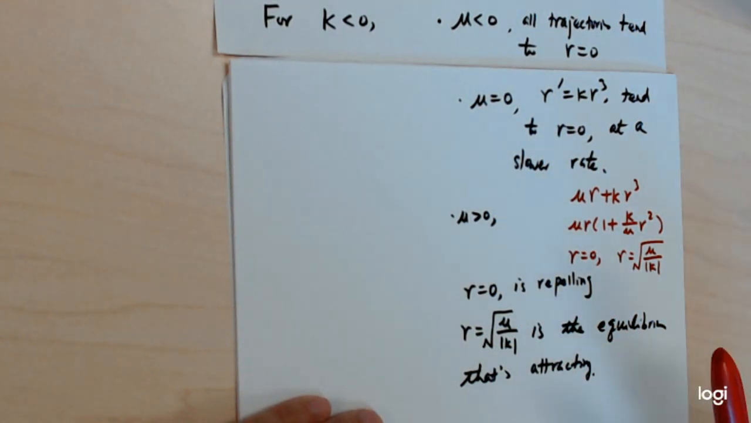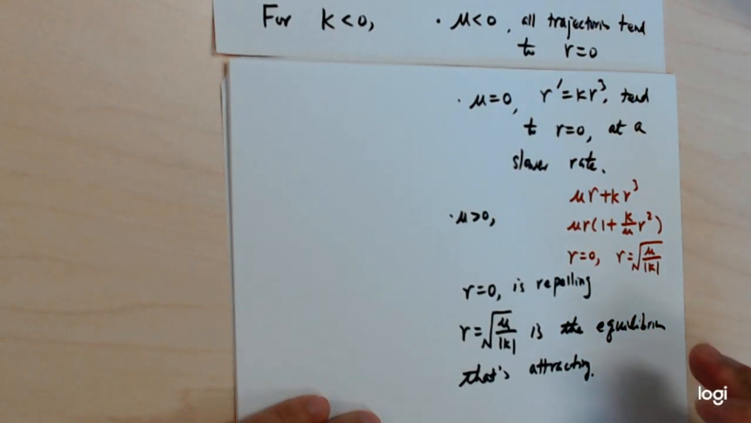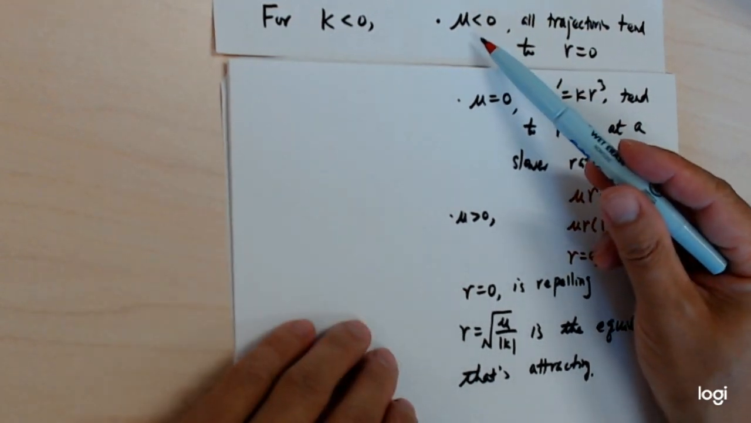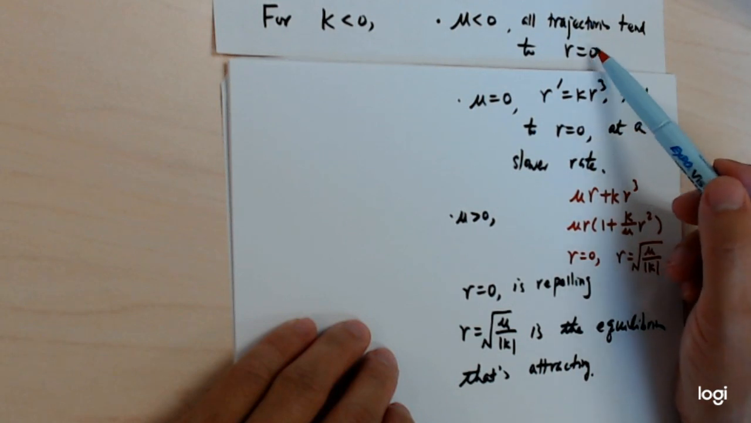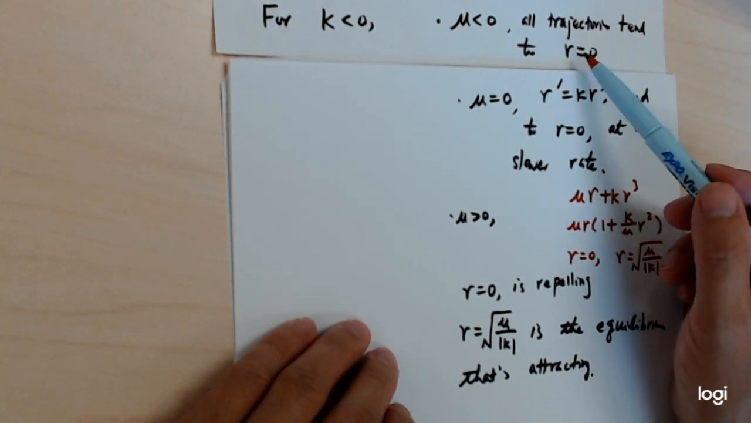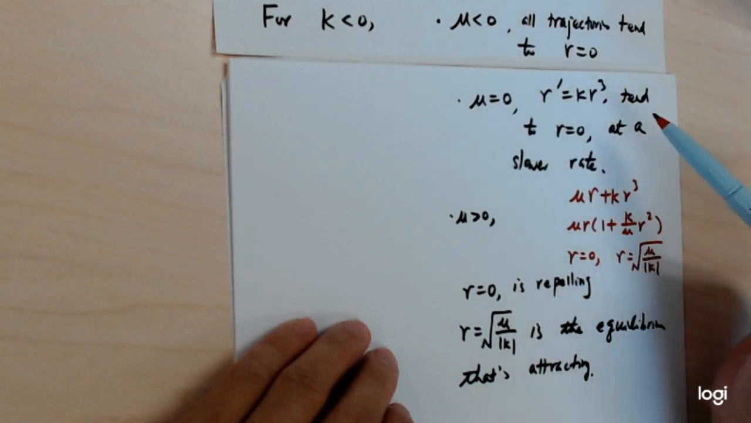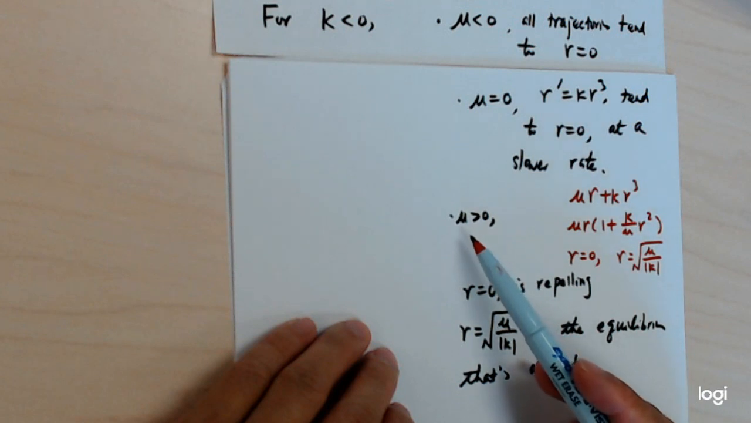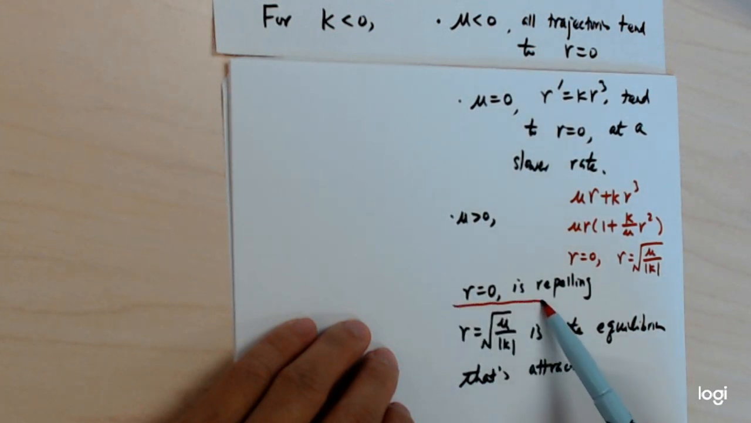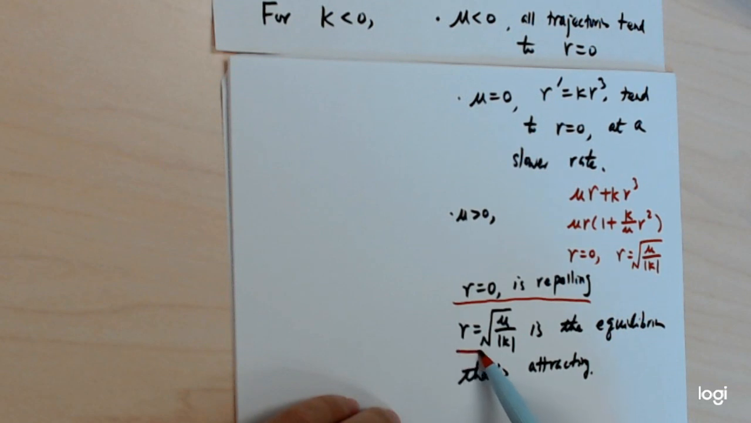So let's take another look at this. When mu is less than 0, all trajectories tend to r equal to 0. R equal to 0 really is just the origin, right? Because the radius distance is 0. Mu equal to 0 also tends to 0, so there's not much of a big difference here. But when mu is positive, r equal to 0 is repelling. And this is actually a circle, by the way, all right? The radius equal to this actual circle is the equilibrium that's attracting.